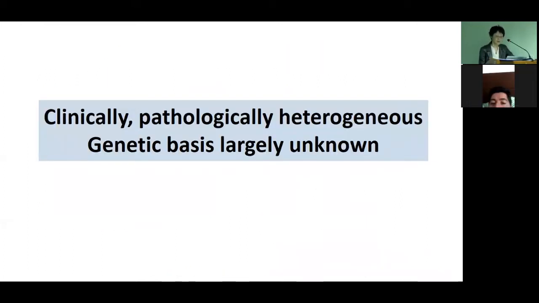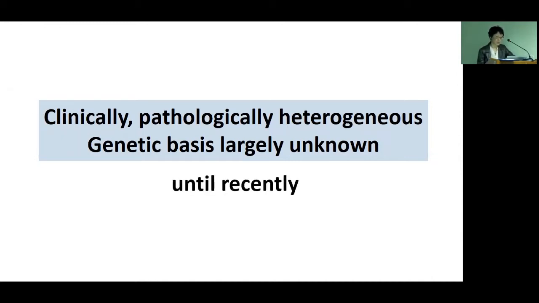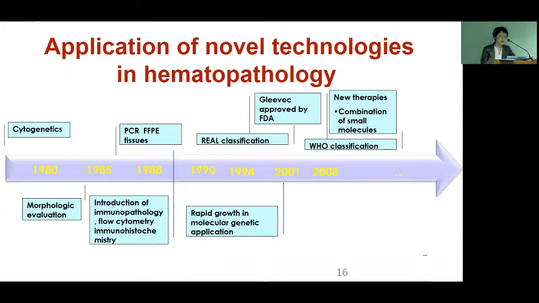So, as a broad conclusion of the introduction, clinically and pathologically they're very heterogeneous. The genetic basis of many of these tumors was largely unknown until recently. So, as molecular diagnostic hematopathologists, we have counted on numerous technologies over the last 30 years to interrogate the genetic basis of many lymphomas. Again, just an overview of cytogenetics, PCR, and the REAL classification system.